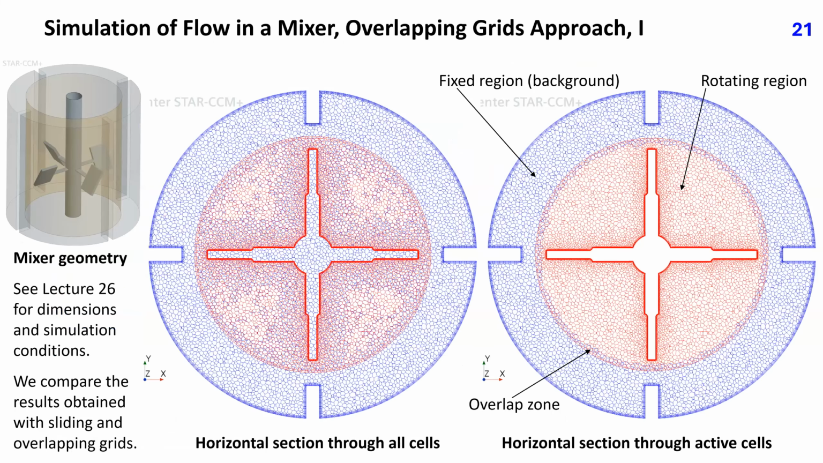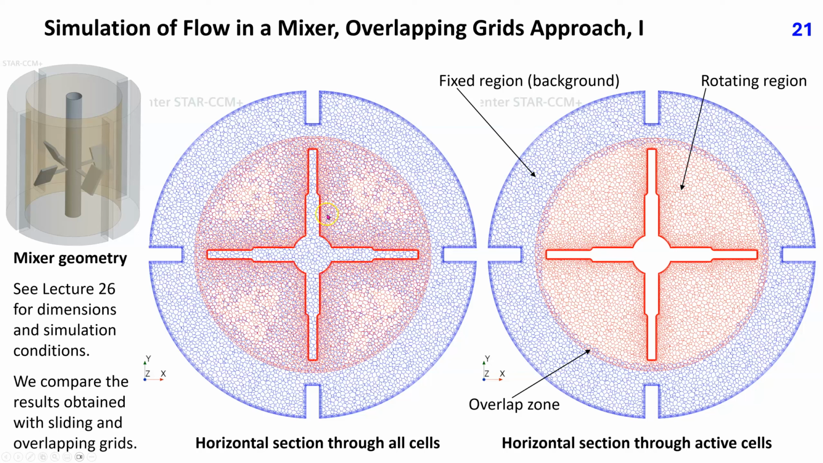Let us now turn back to the mixer model from lecture 26. The geometry is shown in this picture. For dimensions, boundary conditions, and solutions obtained with sliding grids, see slides 25 to 30 of lecture 26. The overlapping grid attached to the impeller is the same as the moving region in the sliding grid approach from lecture 26. It is shown here in red. The background grid is generated for the vessel geometry without impeller, shown here in blue.